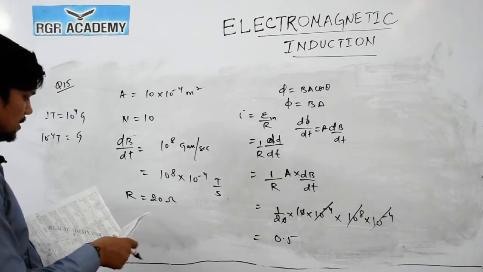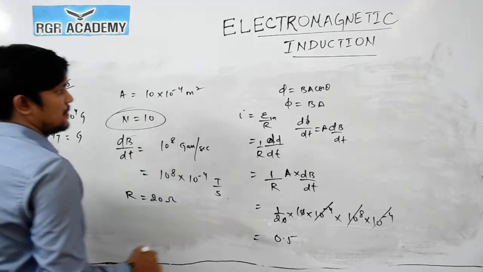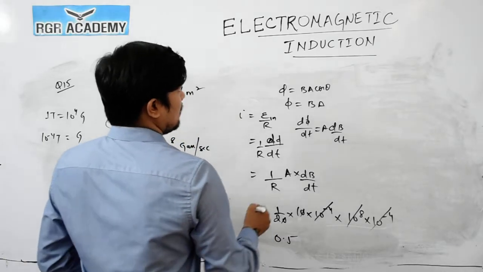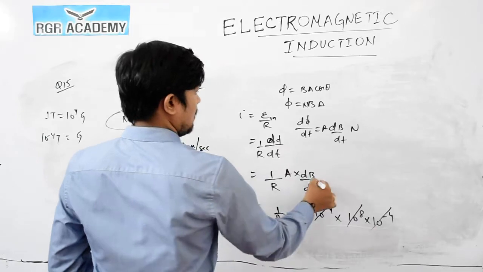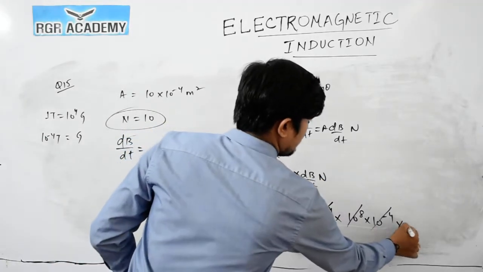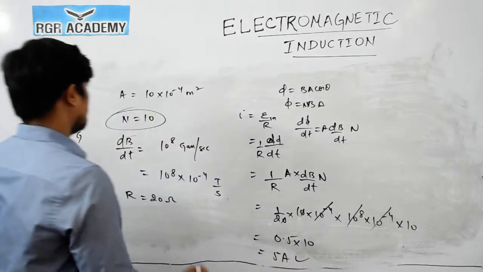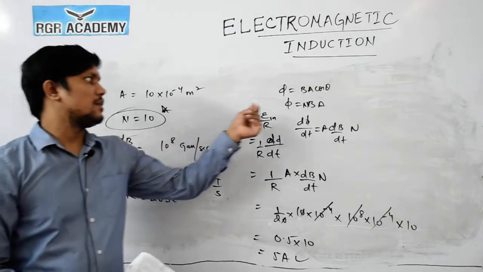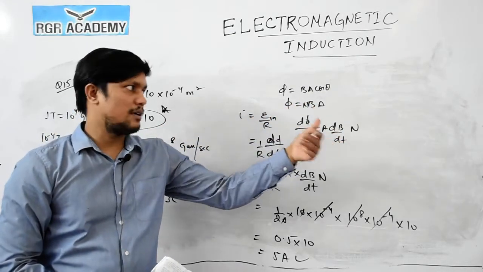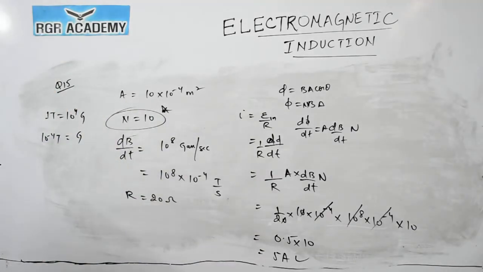So actually number of turns are also given. I missed this term. So number of turns we have to multiply, NBA. So multiply by N, and the value of N is 10. So it will become 5 ampere. Okay. So this term we should remember, NBA. So it is better to learn flux is NBA cos theta. If the number of turns is 1, then the value of N will be 1. Okay. Now we will move on to question number 16.